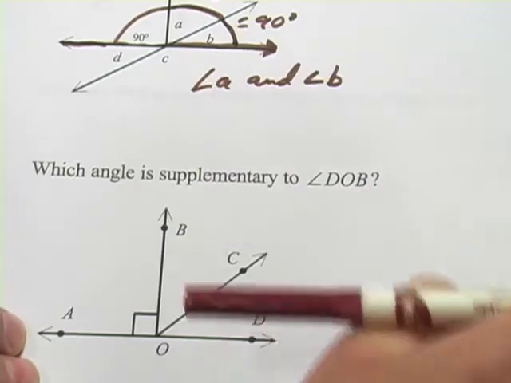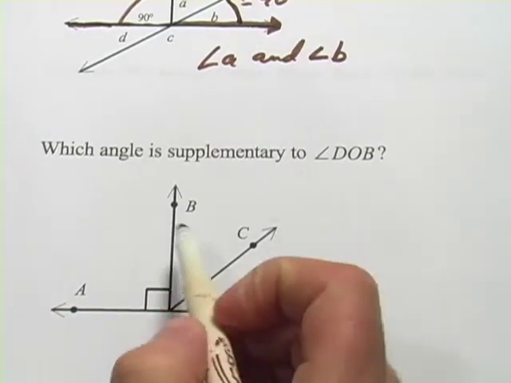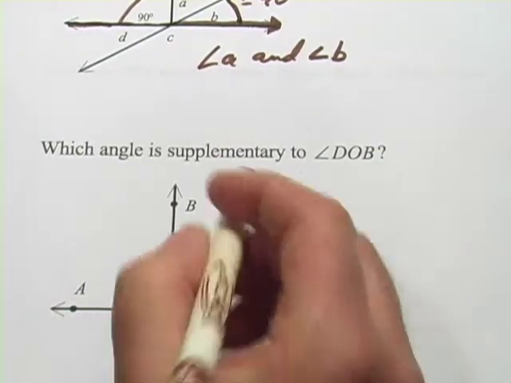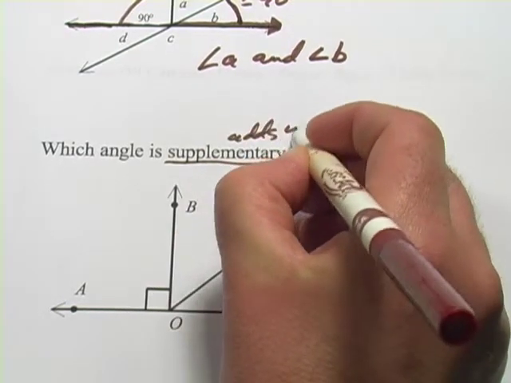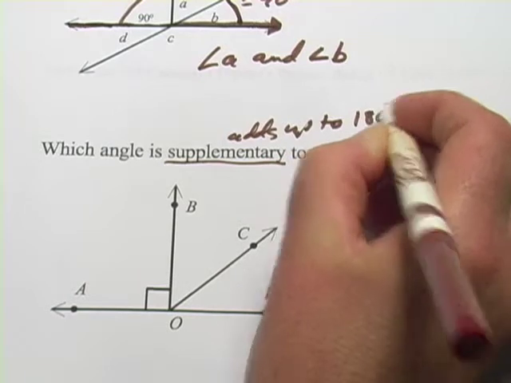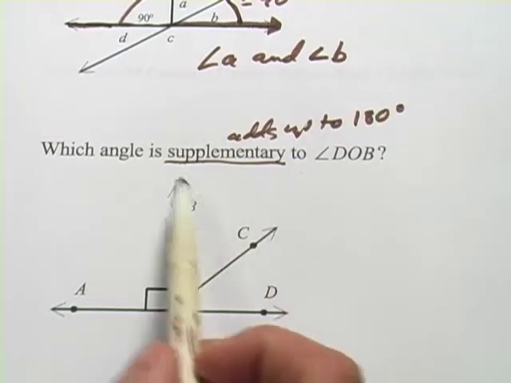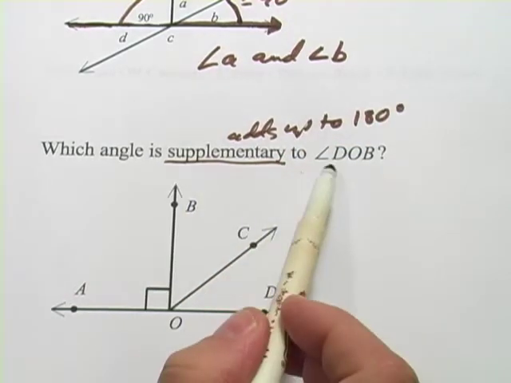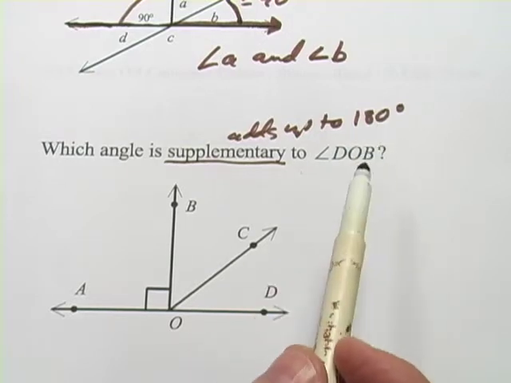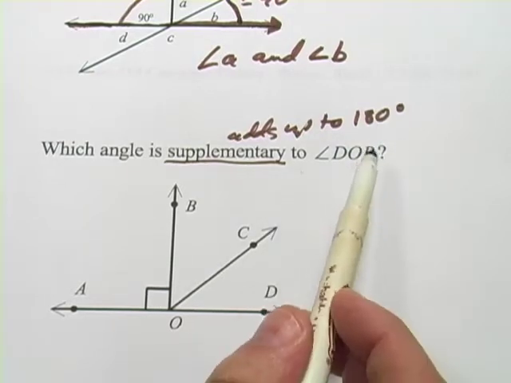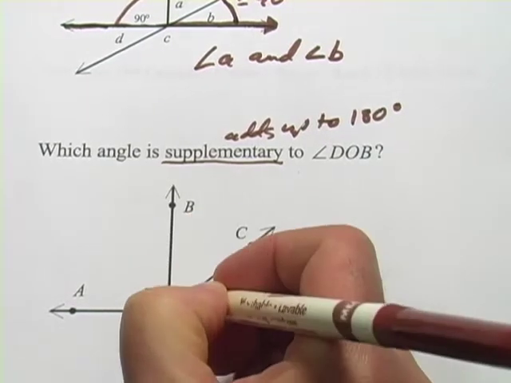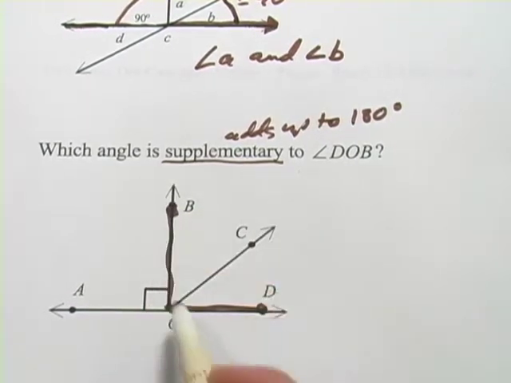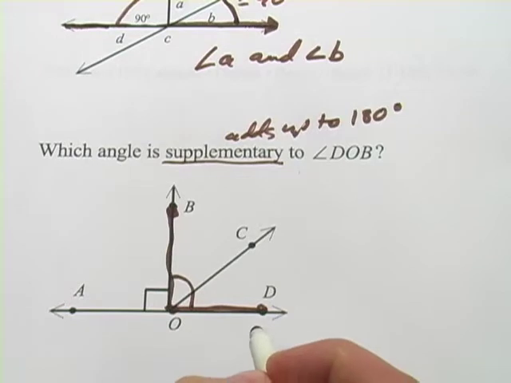Let's look at another one. So this says which angle is supplementary to DOB. Now supplementary means adds up to 180 degrees. We want to find what angle along with DOB will add up to 180. So first of all, let's identify DOB. I would start at D, go to O, and then find B. And that's our angle. So it's this angle right in here that we're trying to add something to.